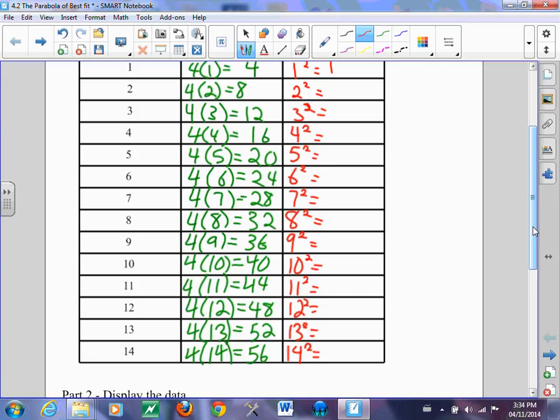All right, so let's fill in our answers now. 2 squared is 4, 3 squared is 9, 4 squared is 16, 5 squared is 25, 6 squared is 36, 7 squared is 49, 8 squared is 64, 9 squared is 81, 10 squared is 100, 11 squared is 121, 12 squared is 144, 169, and 196. All right. So now we've got our data filled in, ladies and gentlemen.